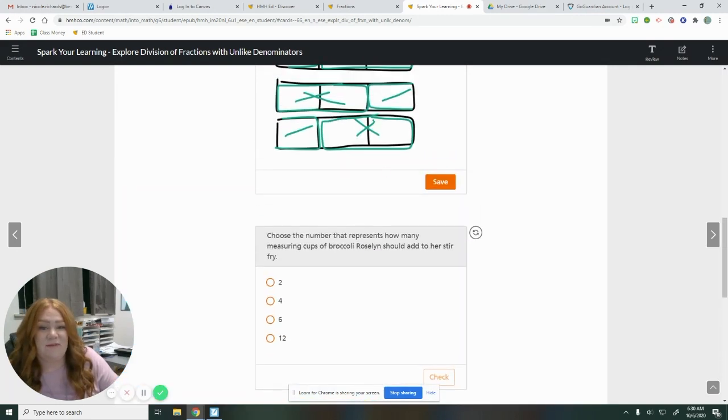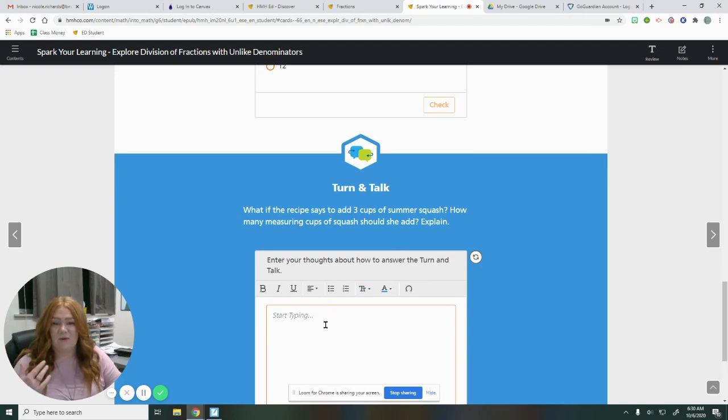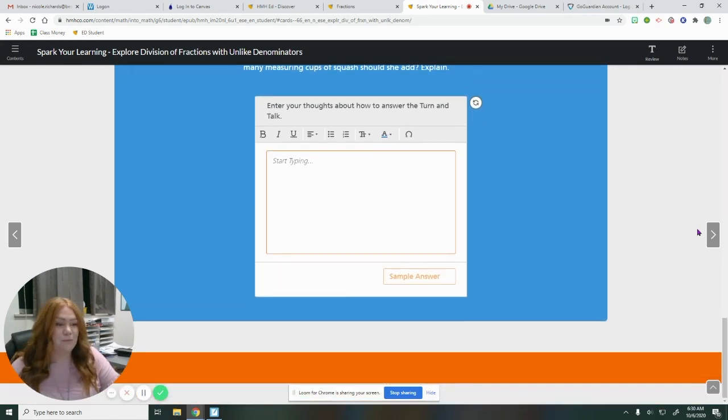I want you to think about that. If you need to draw another picture, you're welcome to. And so if you had to add 3 cups of summer squash, but you only have that 2/3 measuring cup, how much would you add? So go ahead and think about that if you have not done that already.